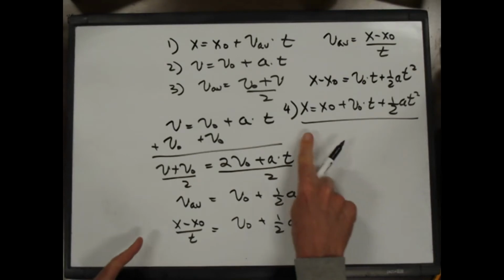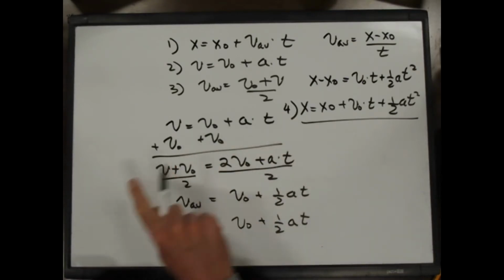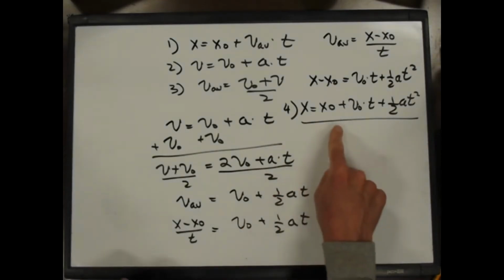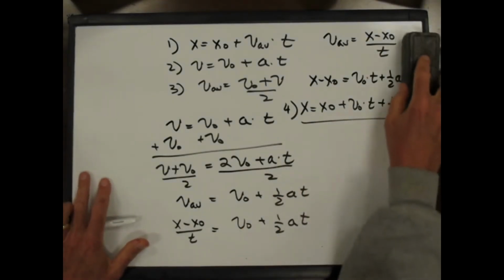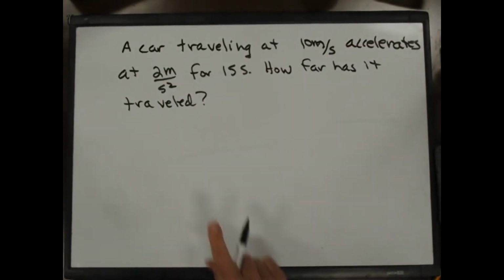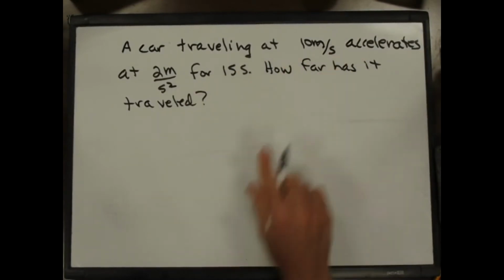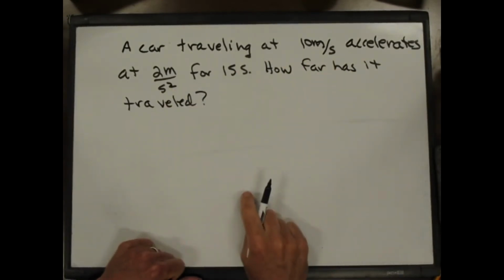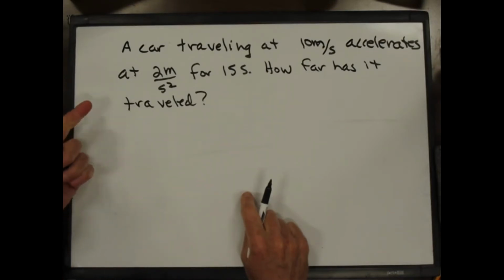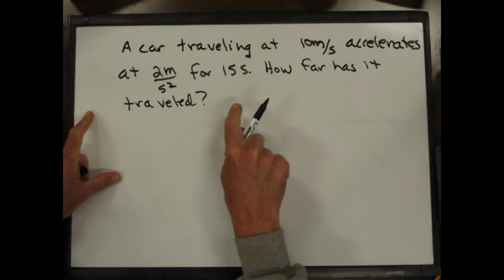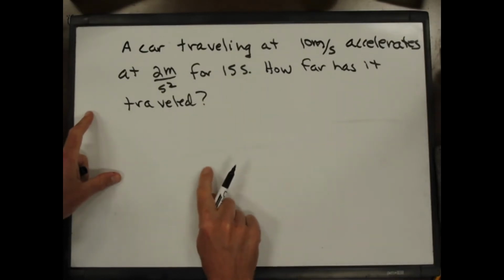And so I've got one more to do, but before I do that, I'm going to go back and work that previous problem we did a second ago with this equation and show you I can solve it in one step. Okay, and so let me get to that. So this is the question we had a minute ago. A car traveling at 10 meters per second accelerates at 2 meters per second squared for 15 seconds. How far has it traveled? And last time, we first had to calculate the final velocity, then we had to calculate the average velocity, and then that allowed us to calculate the position.